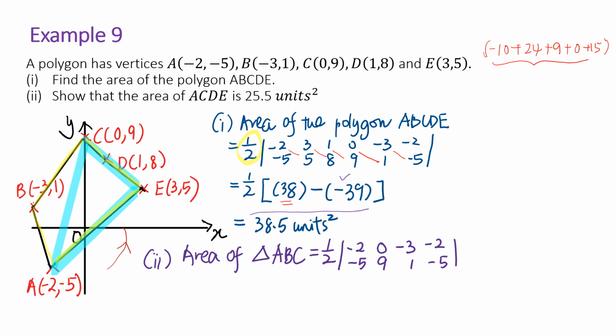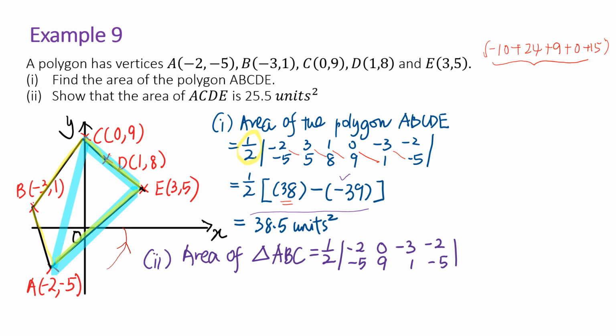So that means I highlighted the diagram wrongly. Okay. Oh, no, I didn't highlight the diagram wrongly. I went on to find the area of ABC, and then I used 38.5 to minus away the area of ABC to get the area of ACDE. Okay, the area of ACDE, which is the one highlighted in blue.